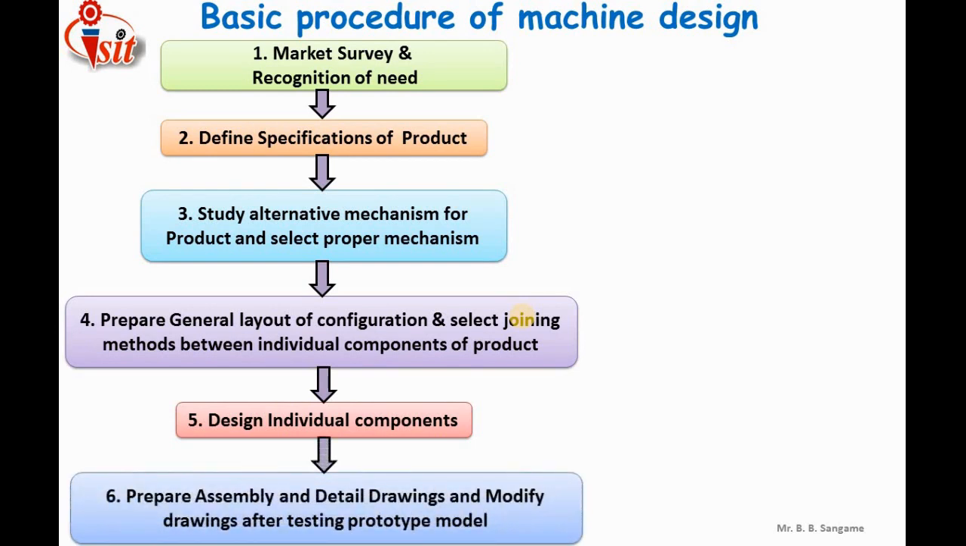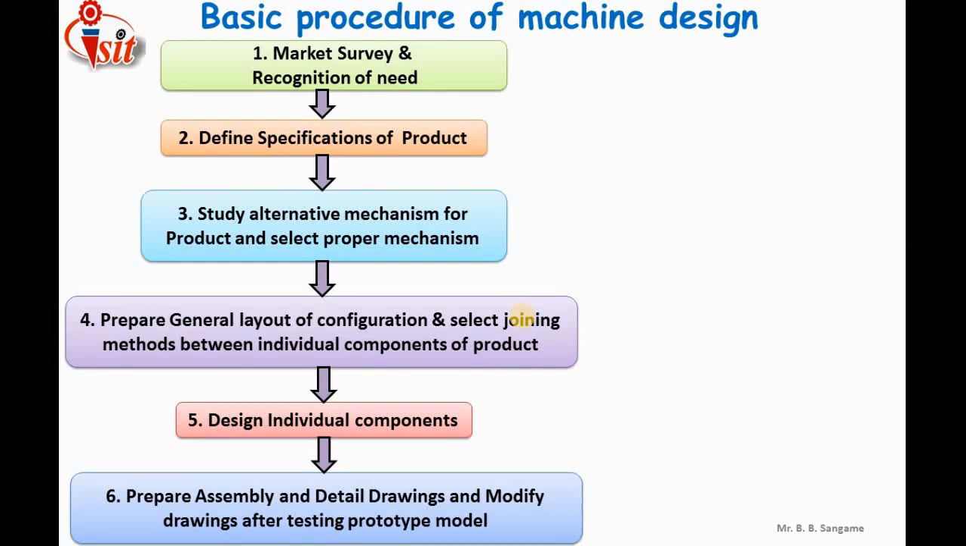The sixth and last step of the design process is to prepare assembly and detailed drawings and modify the drawings after testing the prototype model. At this step, when the design of individual components is complete, the design engineer has to work on the assembly and detailed drawings of every component, including the part lists, machining symbols, limits, fits, tolerances, etc. And according to that he has to manufacture one testing prototype model and check whether the model works properly or not.